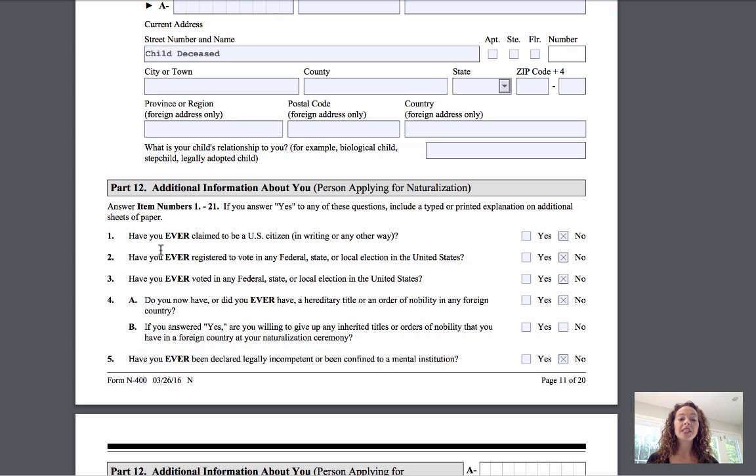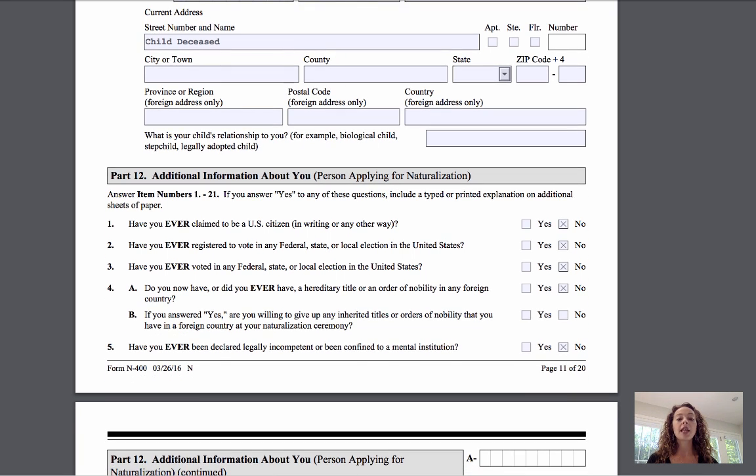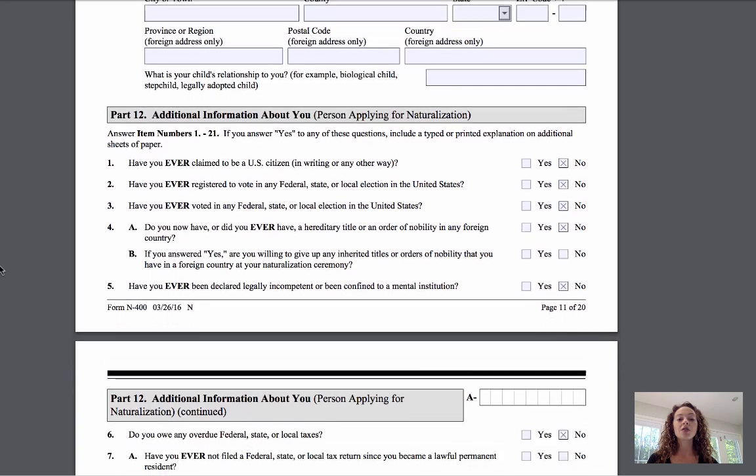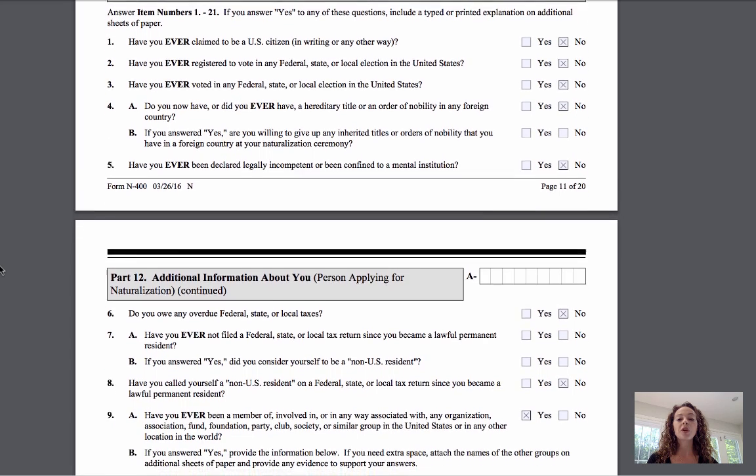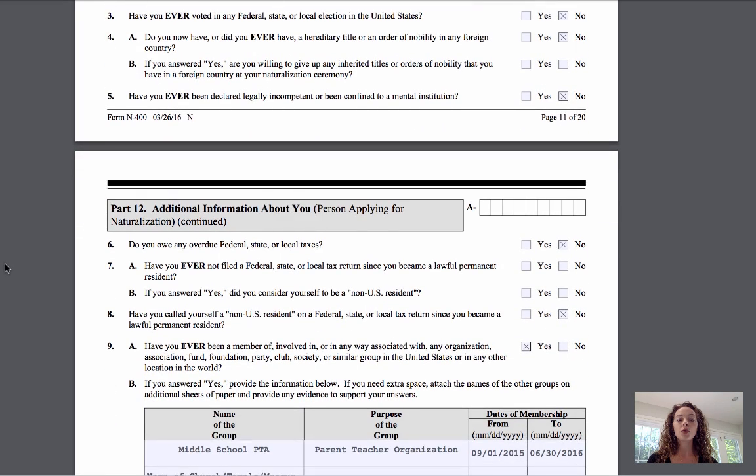First of all, I want you to see that the word ever has been capitalized and bolded. So have you ever, in your history, in your life, have you ever claimed to be a U.S. citizen in writing or any other way? So you're going to go ahead and answer all these questions one at a time. Hopefully most of these in the first part will be no's.